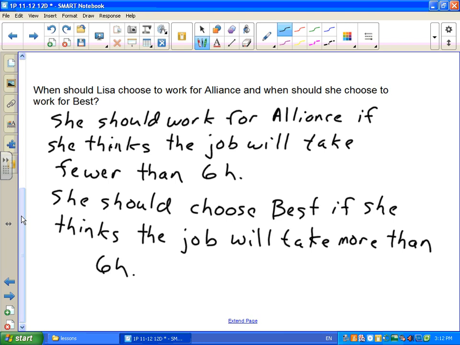Okay. This is a perfect answer to the question. What they want you to do in answering this question is find the point of intersection, 6 hours. Okay. Say which one is better on one side of the point of intersection. Say which one is better on the other side of the point of intersection. Okay. Making specific reference to where these two lines meet. And that brings us to the end of Unit 12.